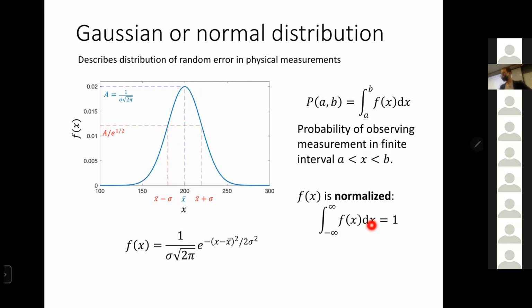Okay, if you make a measurement, you're guaranteed to get some number between negative infinity and infinity. And so therefore the probability of measuring some number between negative infinity and infinity has to equal 1, which is another way of saying the curve is normalized.